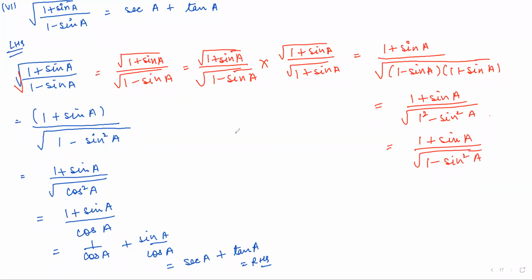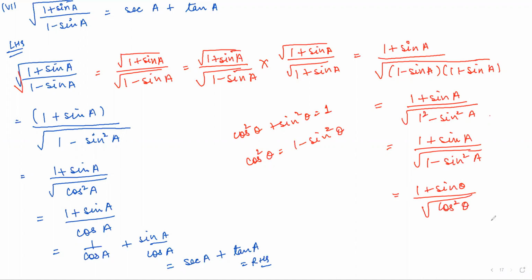Now the identity is cos square theta plus sine square theta is equal to 1. So cos square theta will become 1 minus sine square theta. So I put 1 plus sine theta divided by under root 1 minus sine square theta, which becomes your cos square theta. And then the square and square root will actually cancel out. So 1 plus sine theta divided by cos theta.